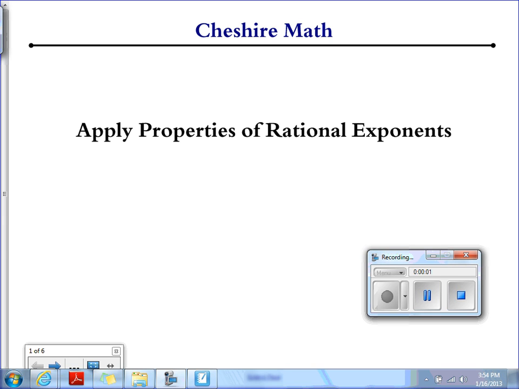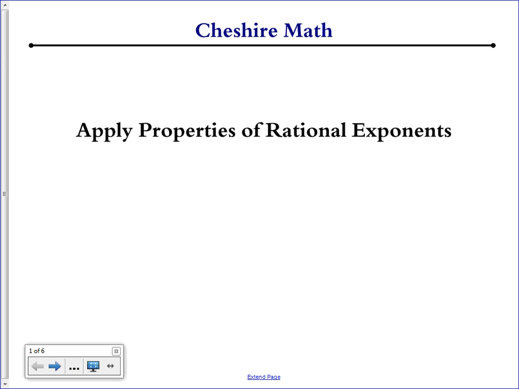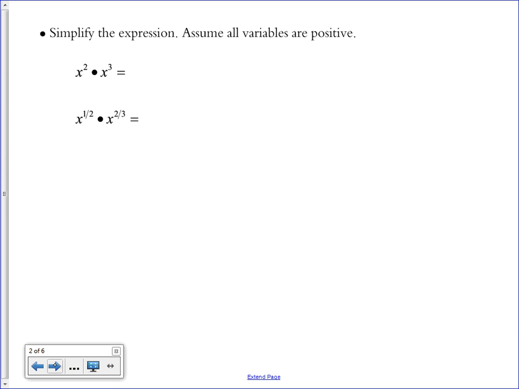This video is about applying the properties of rational exponents. The instructions are going to tell you to simplify the expression, assume all variables are positive, and then it's asking you basically to apply the properties that you already know about exponents. Only now some of the exponents might be fractions.